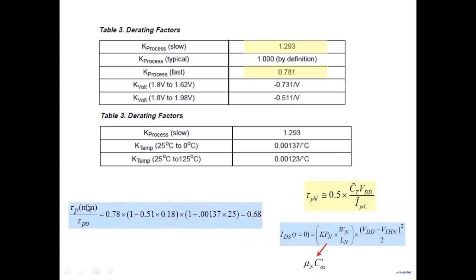So based on this information, if I want to calculate the best case delay, minimum delay, so tau p minimum divided by the nominal value, whatever is the nominal value, will be equal to 0.78. I use a fast process, 0.78 into 1.51 K volt. I use the highest supply voltage, which means that go up to 1.98. 1.98 minus 1.8 will give us 0.18 here. So that's where this factor is. And then I go to 0 degrees here. So I use 0.001371 minus 25 degree lower here.